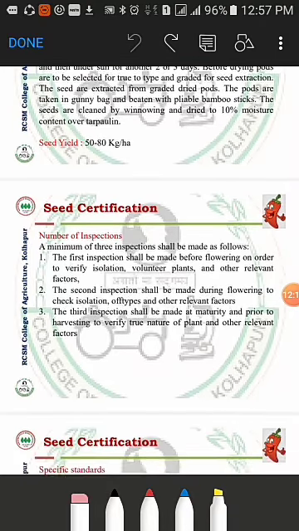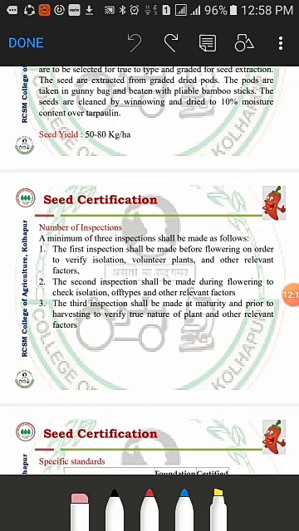Then the most important thing, that is inspection. During seed production, inspection is very important for the foundation seed production program as well as for the certified seed production program. The first inspection shall be made before flowering in order to verify the isolation distance, volunteer plants and other relevant factors.